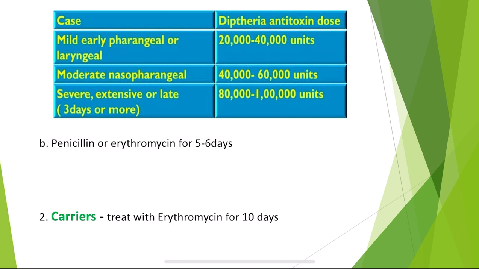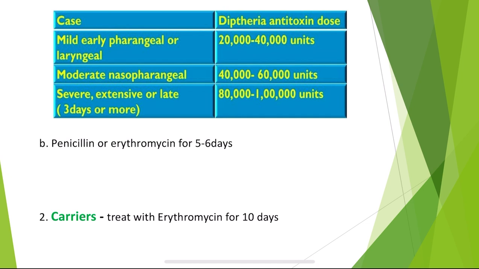Moving further, in addition to this antitoxin, every case should be treated with penicillin or erythromycin for 5 to 6 days to clear the throat of Corynebacterium diphtheriae, and thereby we are decreasing the toxin production. So we see apart from this antitoxin, based upon the severity of the case, it is from 20, 40, 80. Apart from this, we are giving penicillin or erythromycin for all the cases for 5 to 6 days so that we can treat the Corynebacterium diphtheriae and decrease the toxin production.